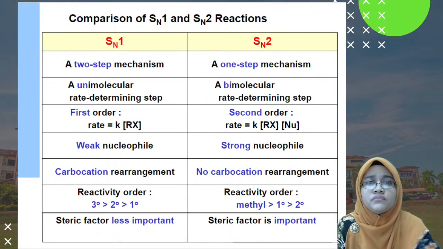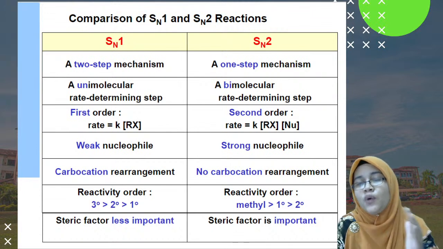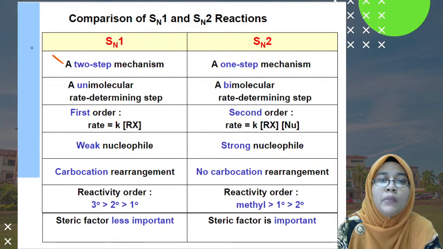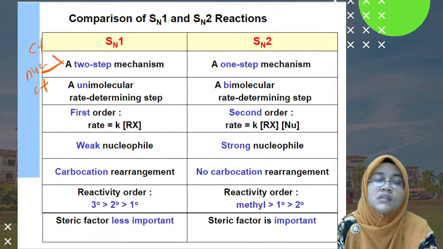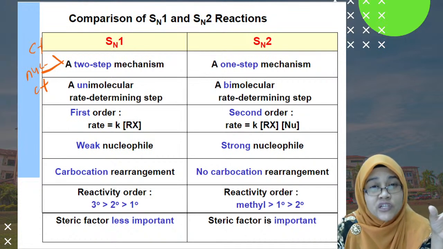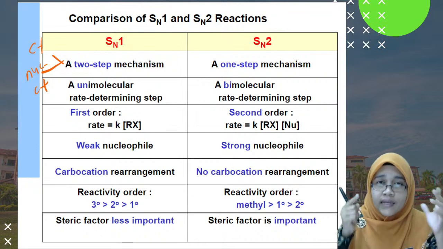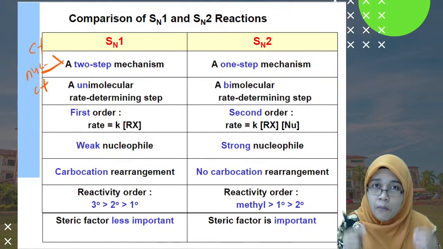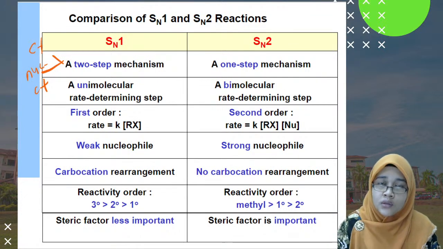To conclude, what is Sn1? Nucleophilic substitution Sn1 adalah two-step mechanism. The first one, you want to form carbocation. The second step, you buat nucleophilic attack the carbocation. Mungkin lebih, tapi minimum 2 step. Okay, sebab mungkin dia melibatkan rearrangement of carbocation to form more stable carbocation. Okay, if you not understand here, it's okay. Okay, but remember to find out the answers what you don't know in your tutorial class.